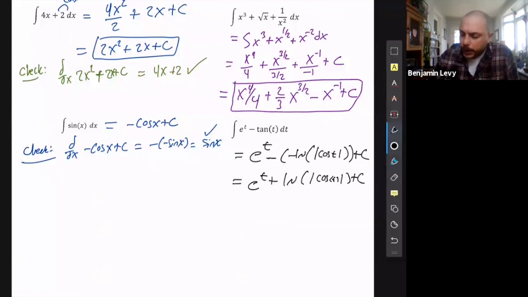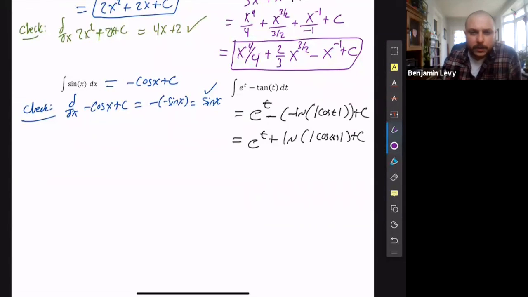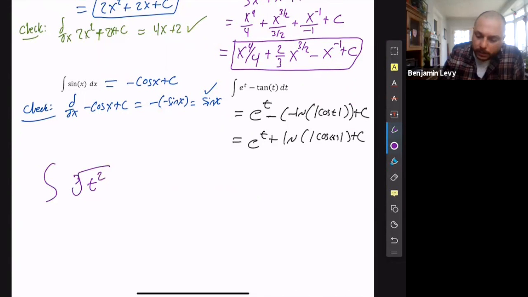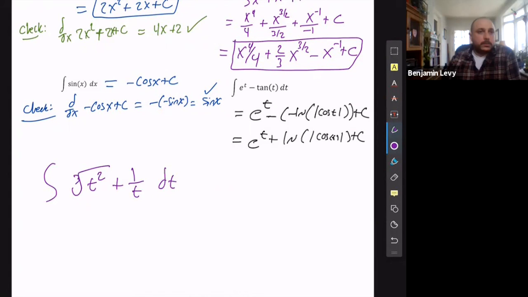All right, I'm going to write one more down here, just looking at the list and seeing that we don't have one for ln. So what if we integrated, let's do another root one. How are we doing on time? We're doing great. All right, so we have that root, right? Cube root of t squared becomes t to the 2/3, right?